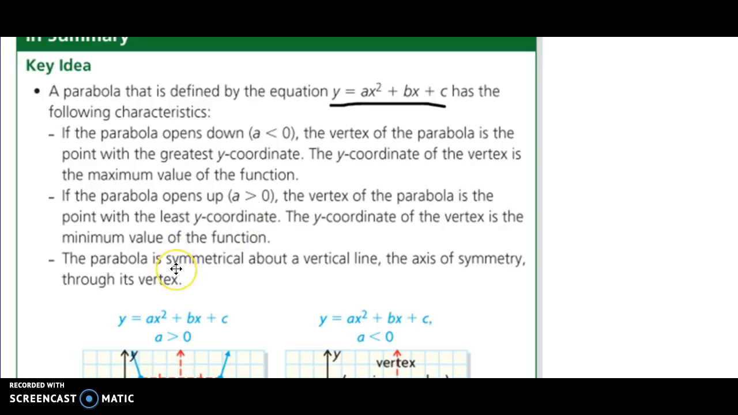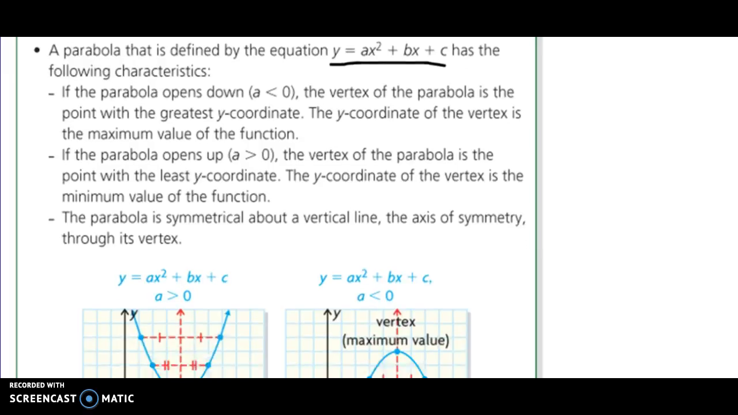The parabola is symmetrical about a vertical line. That's called the axis of symmetry, and the axis of symmetry goes through the vertex. So symmetrical means that it'll look the same on one side of the axis of symmetry as it does on the other side of the axis of symmetry.